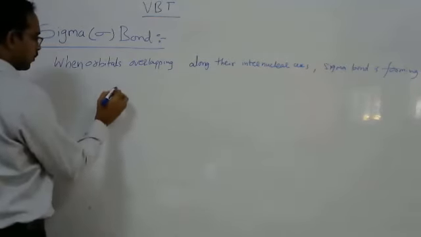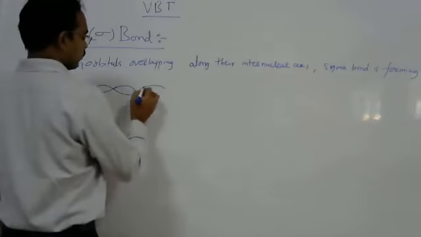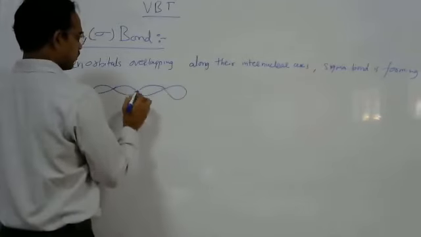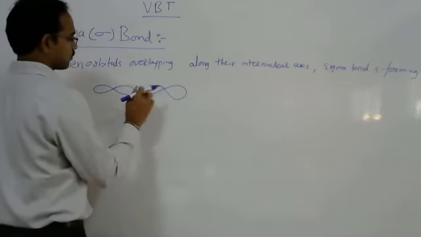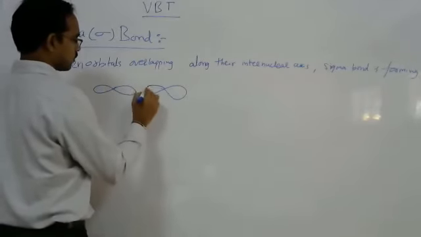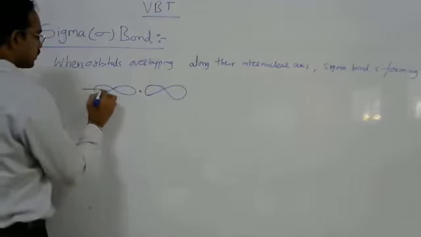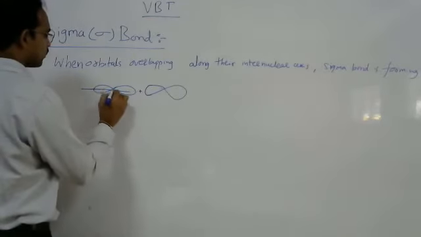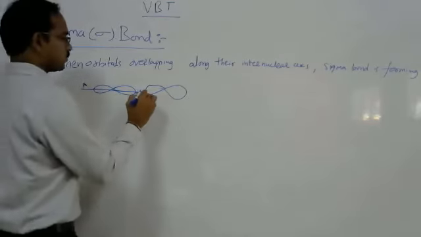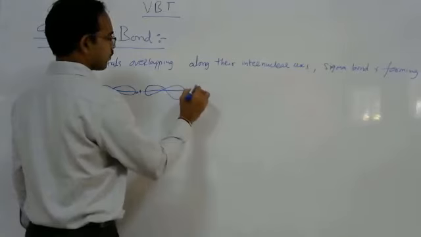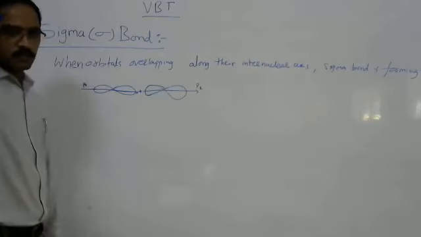Internuclear axis. Suppose the p orbital is there. One more p orbital is there. Give the space. What is the axis here? This axis, internuclear axis means this one. This is the internuclear axis. It is px. This one also internuclear axis. X-axis, y-axis, z-axis. That's why.